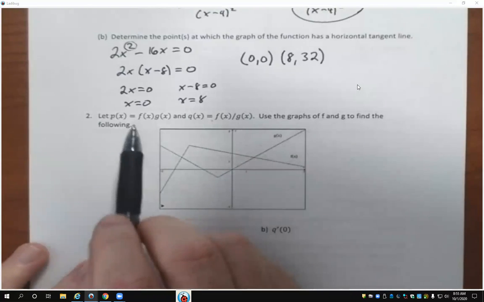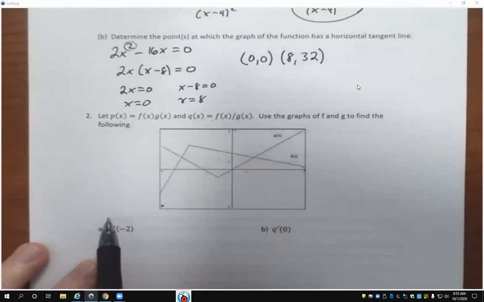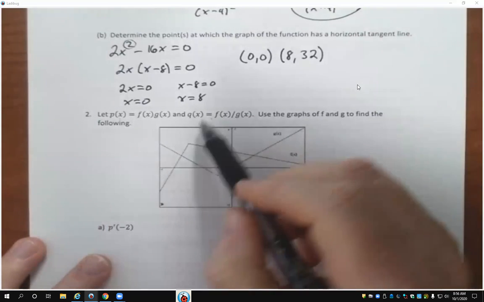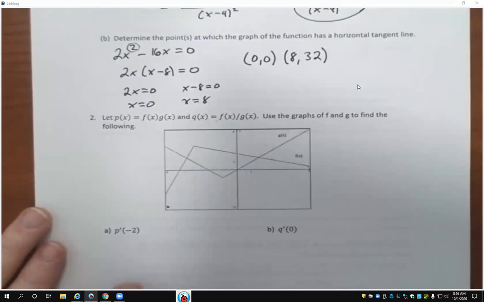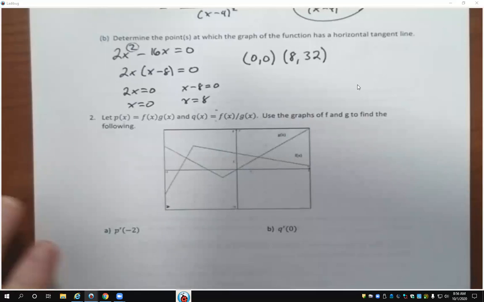So we know that p of x is equal to f of x times g of x, okay? And we have the function f of x, and we have the function g of x, and we know q of x is equal to f of x divided by g of x. We're asked to find p prime and q prime of a very specific value.